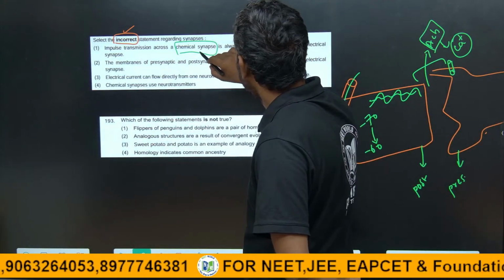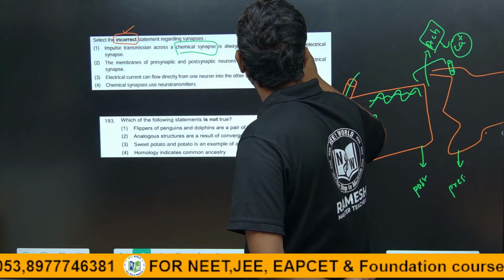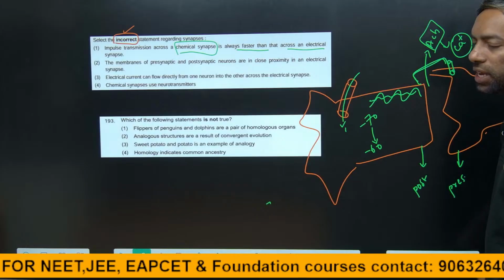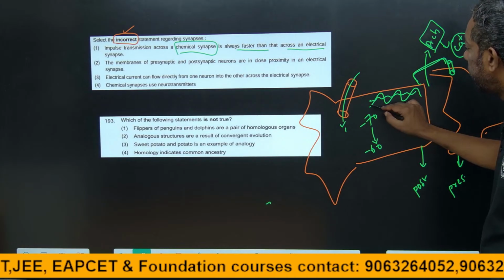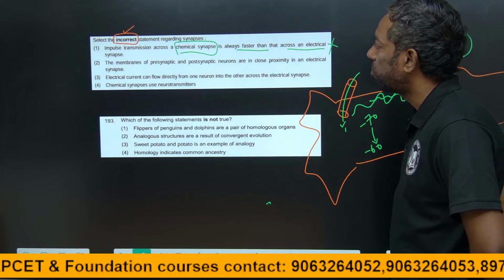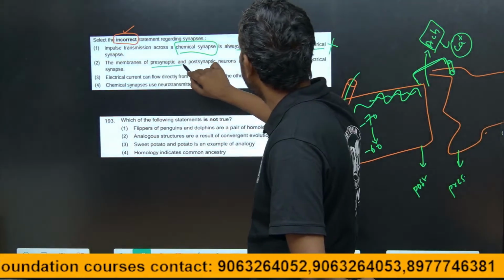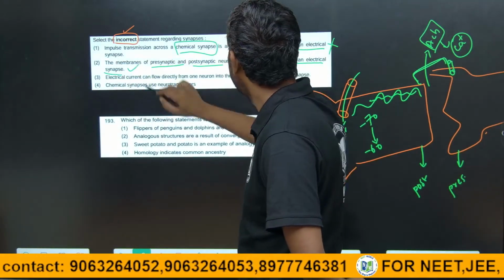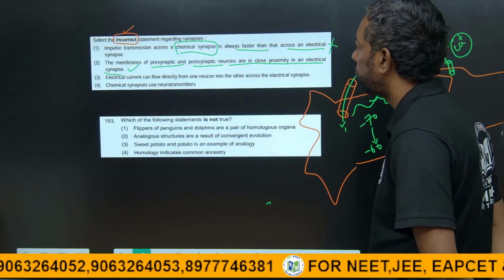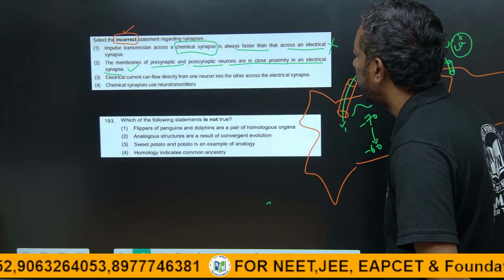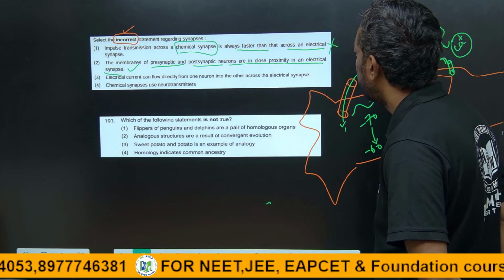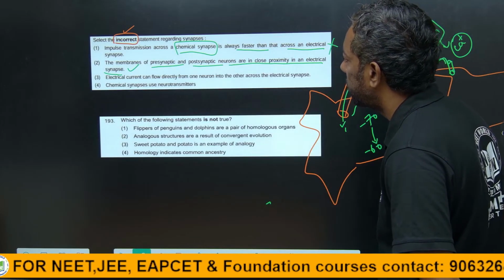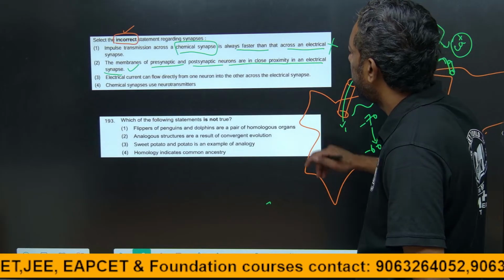So here, the statement that the chemical synapse is always faster than the electrical synapse is wrong. Guys, in a chemical synapse there is a gap, so it is not faster; the electrical synapse is the faster one. The membranes of presynaptic and postsynaptic neurons are in close proximity in an electrical synapse. Electrical current can flow directly from one neuron to the next across the electrical synapse. Chemical synapses use neurotransmitters. Of course, these are all correct.